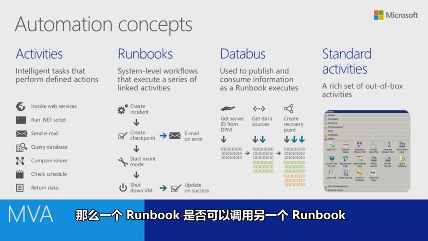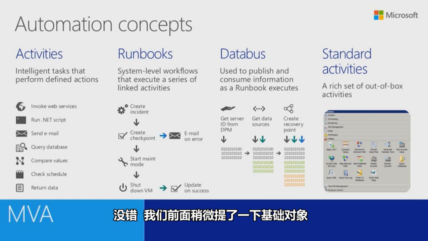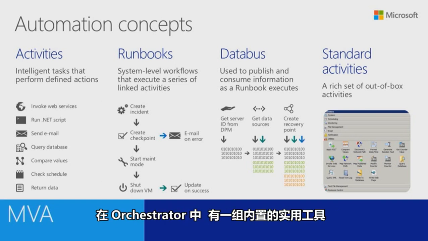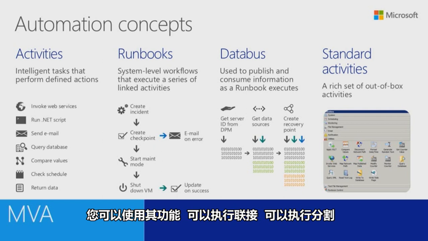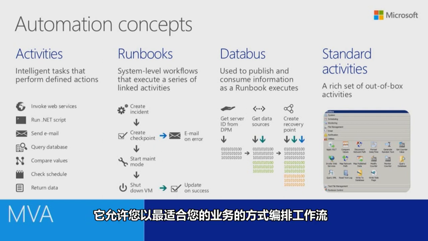Very nice. Now, can one runbook call another runbook? Absolutely. We talked a little bit about the foundational objects, and in Orchestrator, you actually have a built-in set of utilities. A parent runbook can call a child runbook. You can have functions, joins, and splits, and it allows you to orchestrate your workflow in a way that makes the most business sense to you.